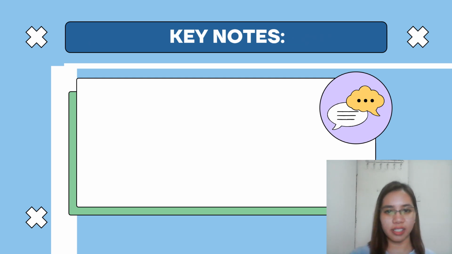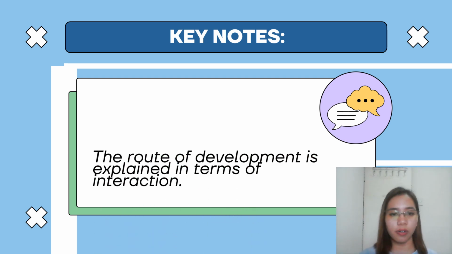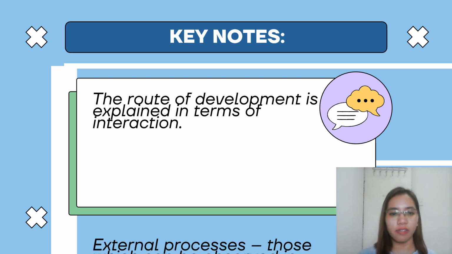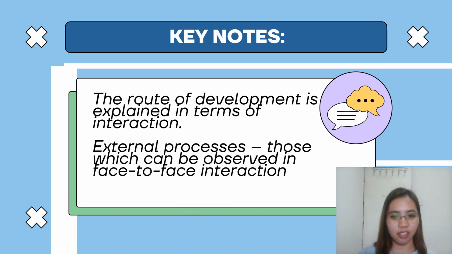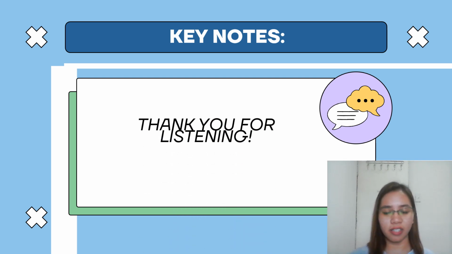Now we have the keynotes. So the discourse theory does not address the nature of the learner strategies responsible for second language acquisition. And also, the root of development is explained in terms of interaction, and the external processes, those which can be observed in face-to-face interaction. So that's all for my report. Thank you for listening.